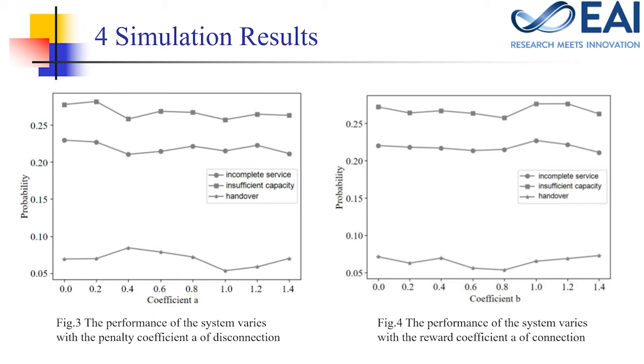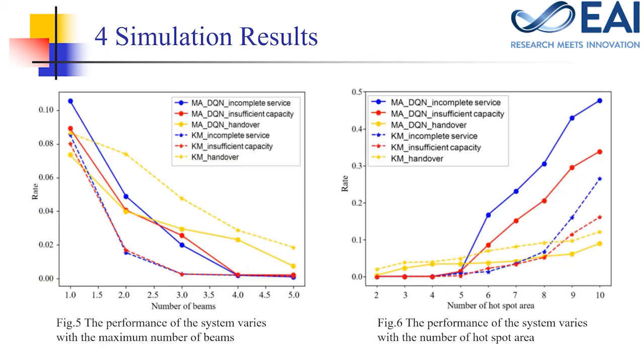Figure 4 shows the performance of the system as it varies with the reward coefficient B of connection. From the results, B equals 0.75 can get better performance. So we set A equals 1 and B equals 0.75 in the next simulation. Then we ran the multi-agent Deep Q-Learning algorithm and got some results.